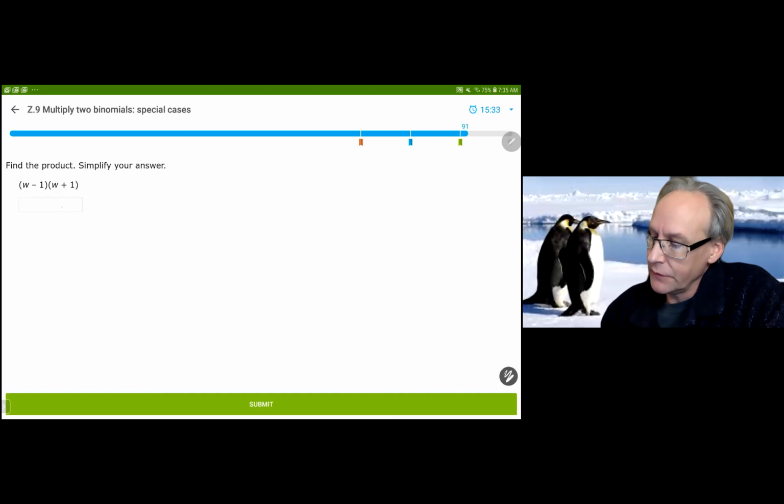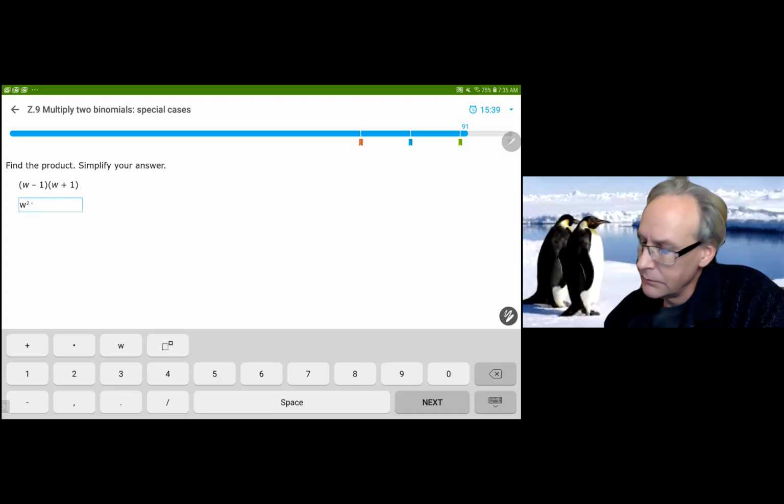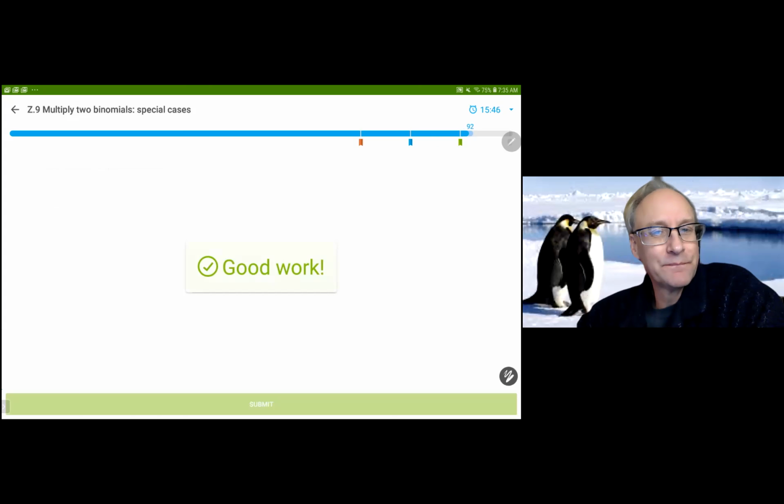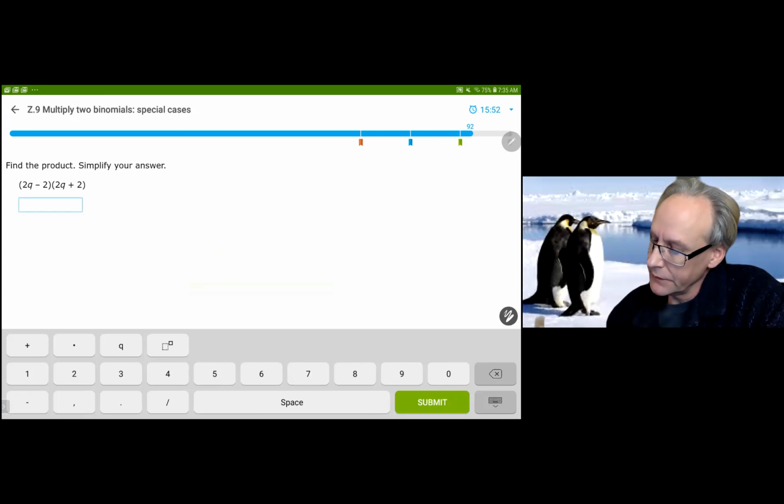Okay, we've got w squared minus 1. Difference of squares. There it is. This one is going to be a difference of squares. 4q squared minus the 4, huh? Come on. There we go.